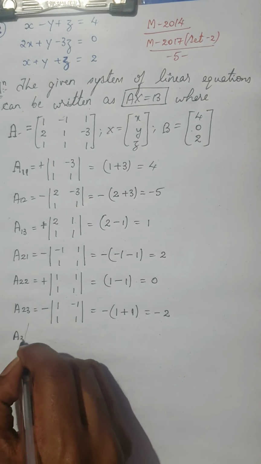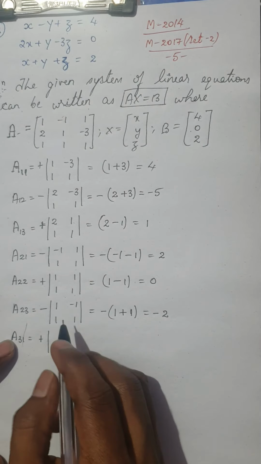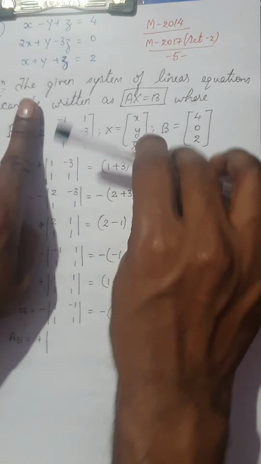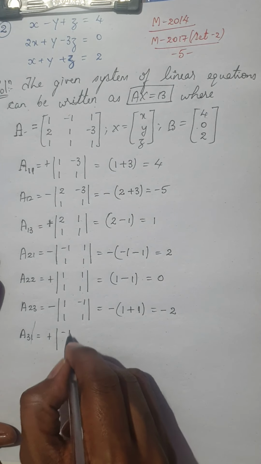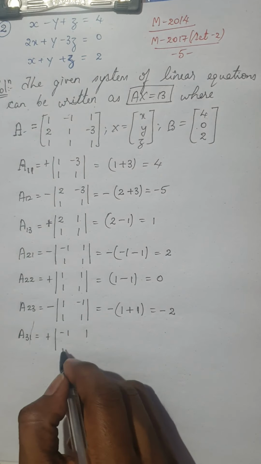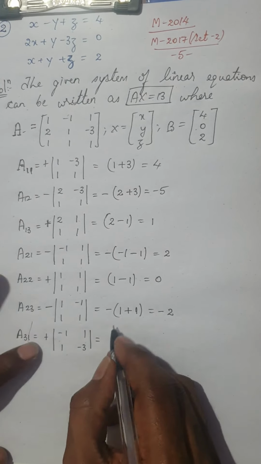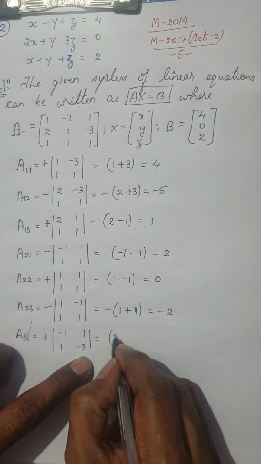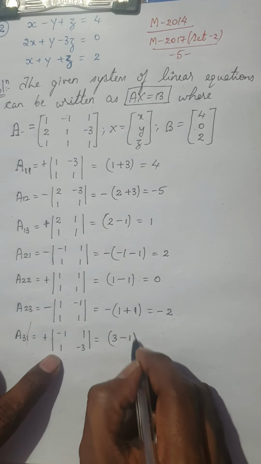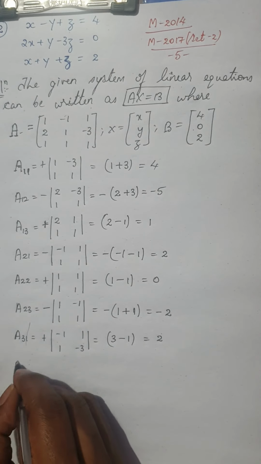Okay, next A31. A31 is, remember, it is plus. Okay, this element, take away the row and column. What is left over? I will get minus 1 and 1. Along with that, 1 and minus 3. Okay, so this is nothing but minus 1 into 3 will be 3, minus 1 ones is 1. So 3 minus 1 is nothing but 2.